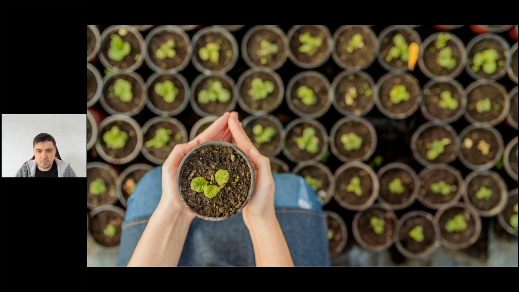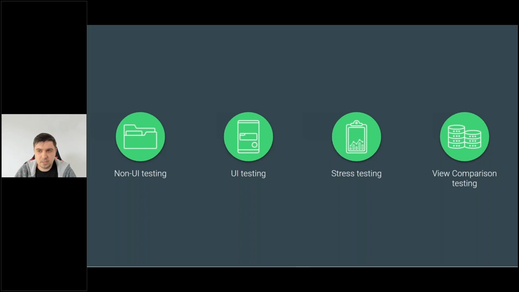or we can think about automation. And when we start thinking about automation, we find that we have many different types of tests. First of all, it can be non-UI testing. Very often it's when we test business logic. We have UI testing, we have stress testing, and Monkey Runner is pretty popular in the Android world for such tests. And we have view comparison tests.